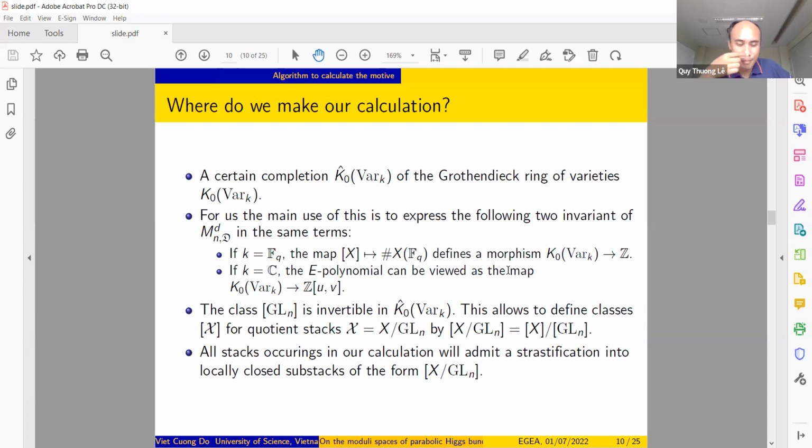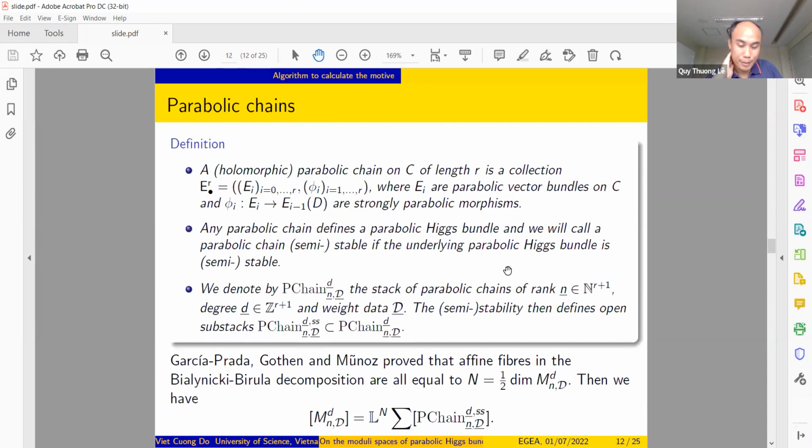Yes, let me explain my question. In slide 12, I can see the formulas of the moduli space in terms of the p-chains, the semistable ones, something like that. And this is a stack, but you say that the formula lives in the Grothendieck ring of varieties.